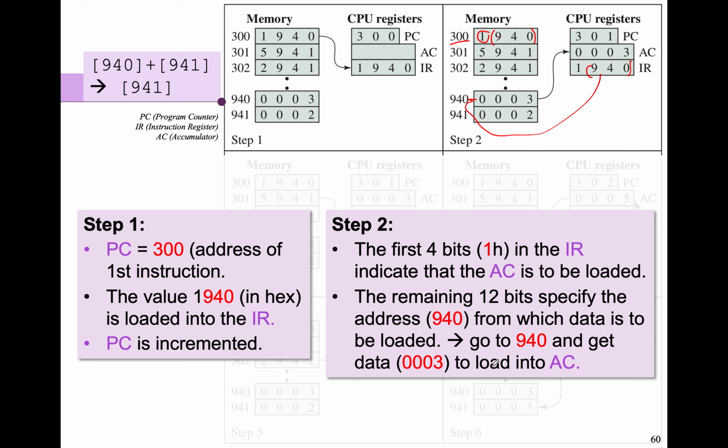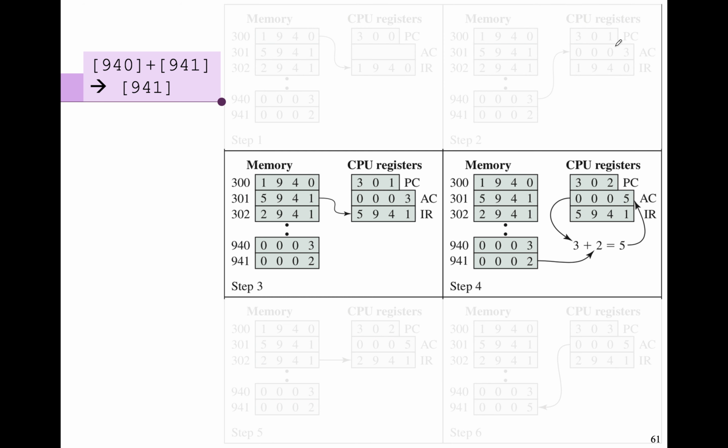This is a reminder. Okay, go to 940 and get the data. Which one? This one. And load into your AC. So this is the second step.